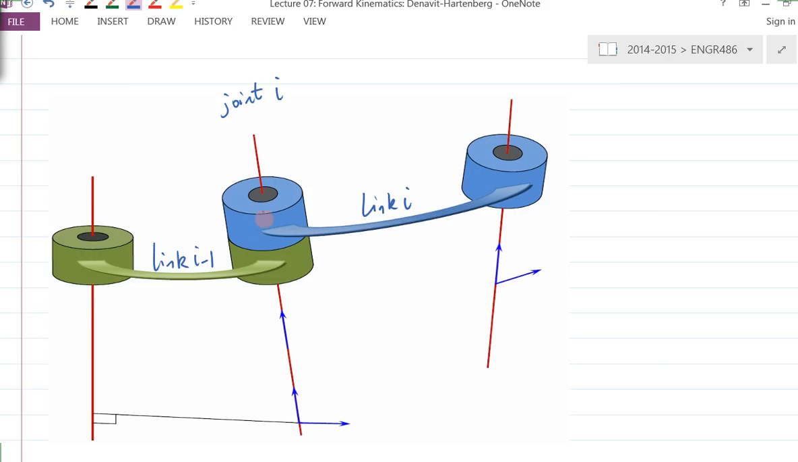So at this joint i location, you will have a frame. But this is not frame i. This is going to be frame i minus 1. And this guy here is going to be joint i plus 1. So this is going to be frame i. So frame i minus 1 and frame i essentially means this one here is going to be x_i, y_i, z_i, the axes that you're going to label on it, all right?